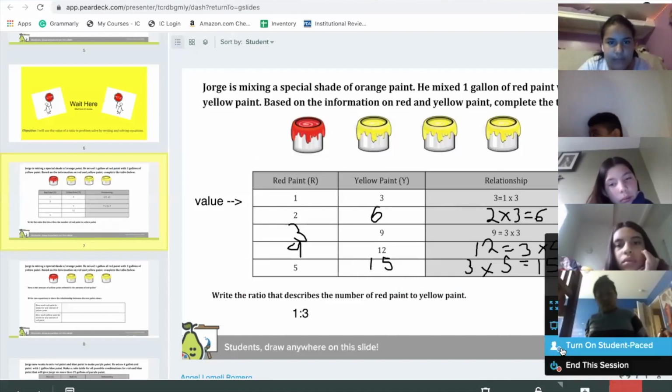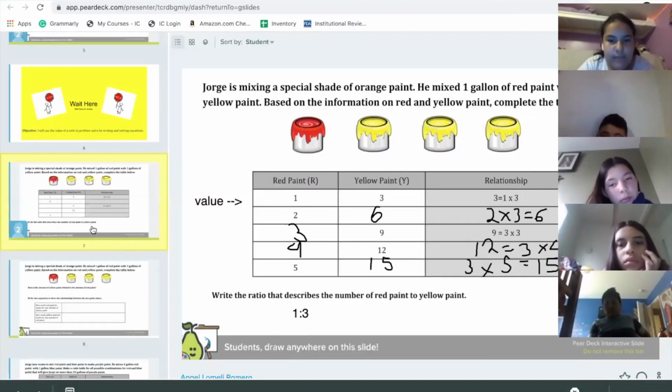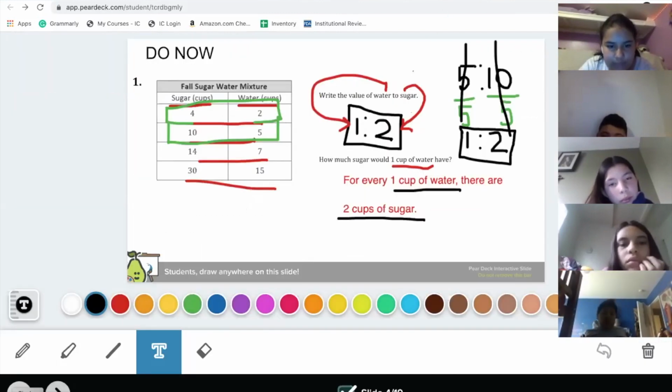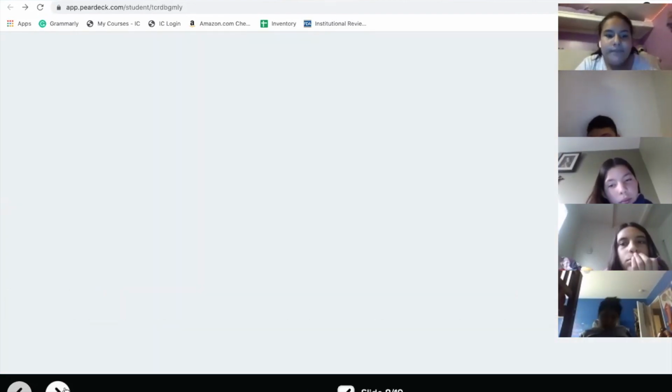And I'm going to need you to make sure that you're going between slides 7 and 8. We're going to start student pace, 7 and 8. So on slide 7, see, this is why we need to make sure we're on slide 7. And we're going to use this information for this next slide.